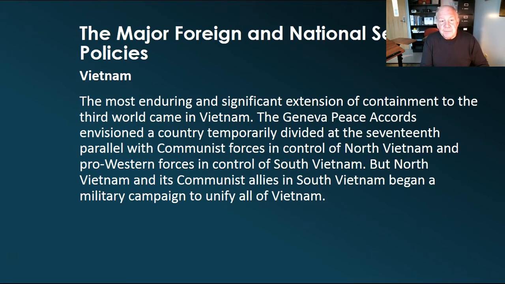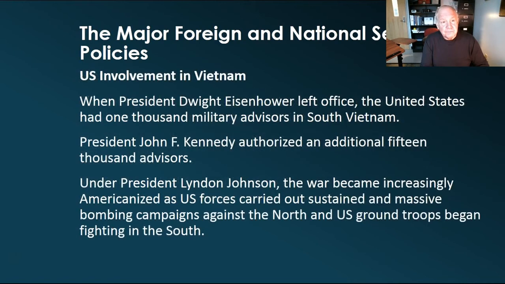The Geneva Peace Accords envisioned a country temporarily divided at the 17th parallel with communist forces in control of North Vietnam and pro-Western forces in control of South Vietnam. But North Vietnam and its communist allies in South Vietnam began a military campaign to unify all of Vietnam. When President Dwight Eisenhower left office, the United States had 1,000 military advisors in Vietnam.